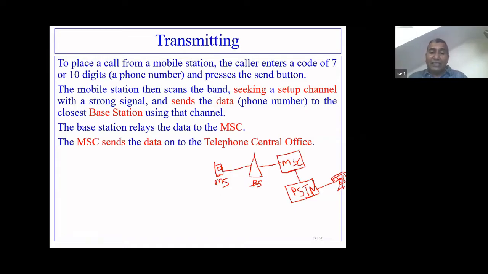Now you may ask what happens if a mobile station has to connect with another mobile station. This mobile station will get connected to the base station, and the base station gets connected to the mobile switching center. If you are calling a landline, this is the procedure: mobile station to base station to MSC, MSC to PSTN, PSTN to landline.